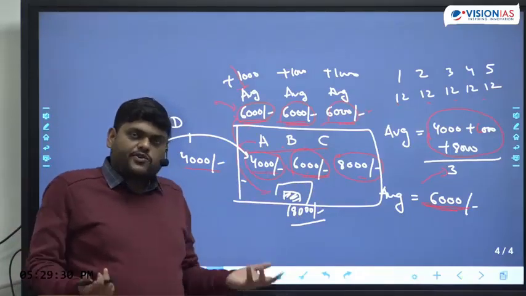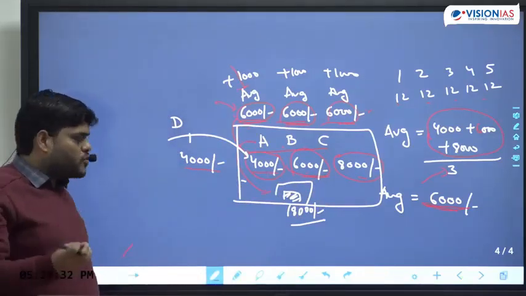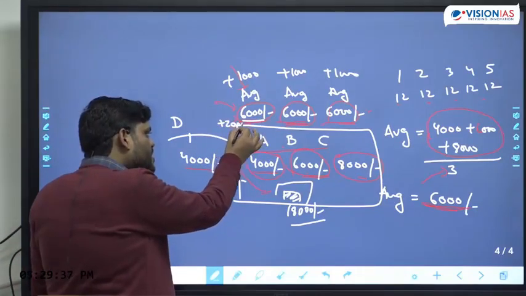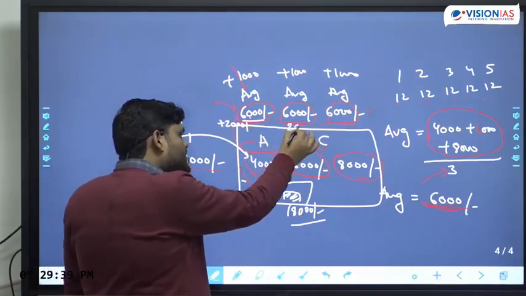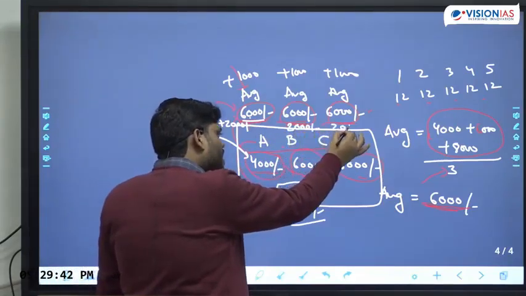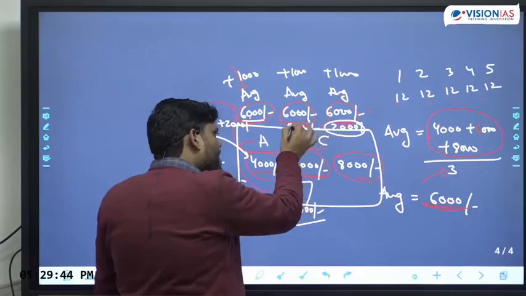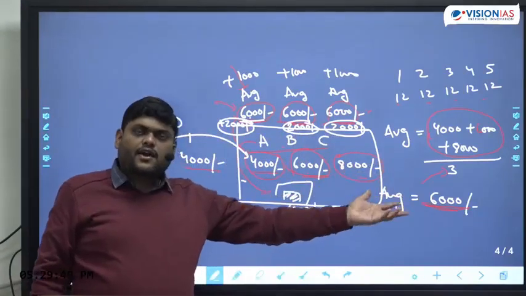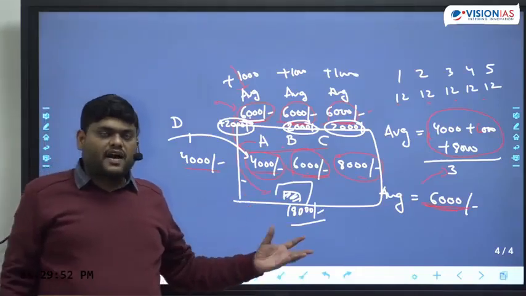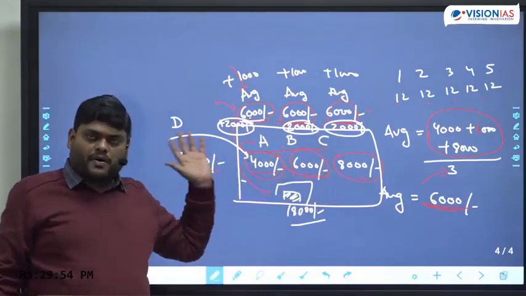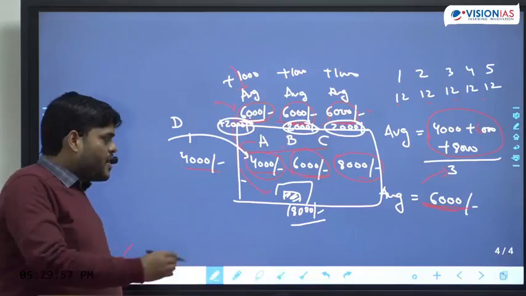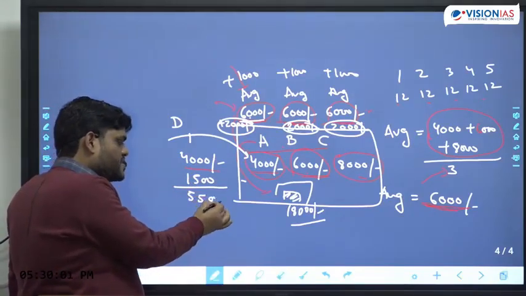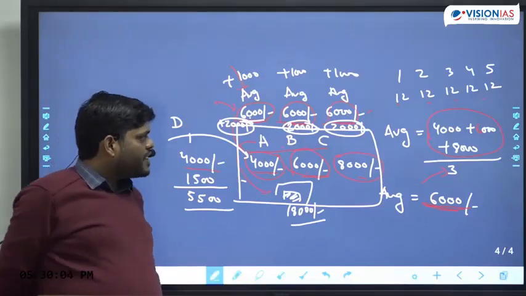Now what can you do? If I assume that the average is 4,000, then how much extra does A have? A has 2,000 extra according to this. B also has 2,000 extra and C also has 2,000 extra. Now these 6,000 extra will be divided equally among 4 persons. That means everybody will get 1,500 more. That means the new average will be 5,500.